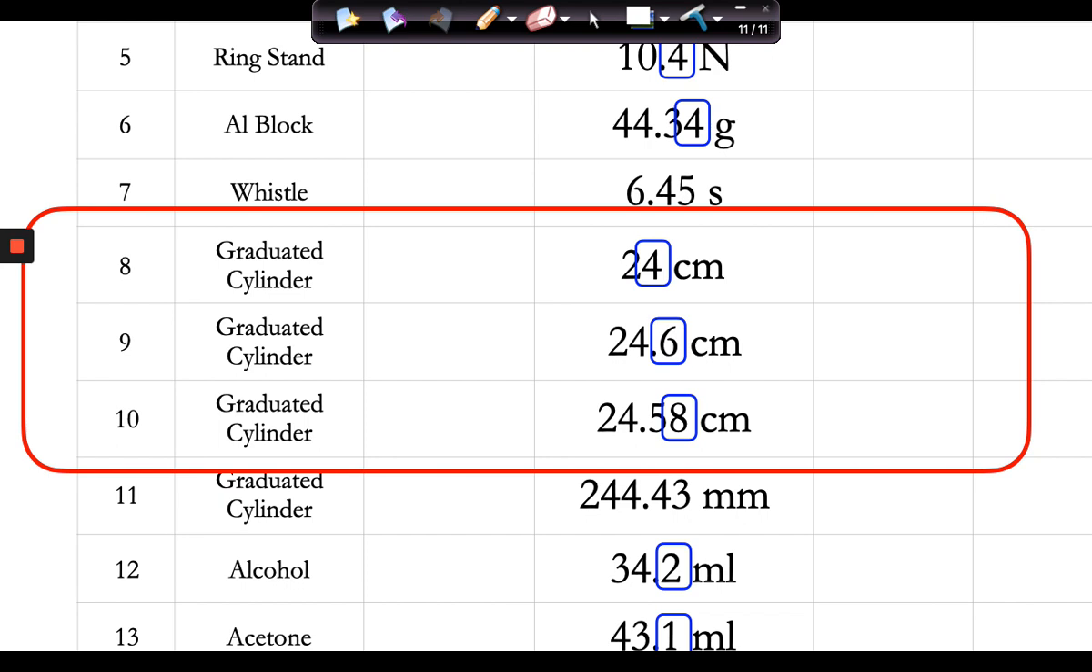Turn your attention to measurements 8, 9, and 10. And guys, remember what we're looking at here is the length of a graduated cylinder. Now guys, here's the question that I have for you. Top, middle, or bottom? And I'm going to ask you to vote. I know that this is awkward, but it helps me understand visually what's going on in your brains.